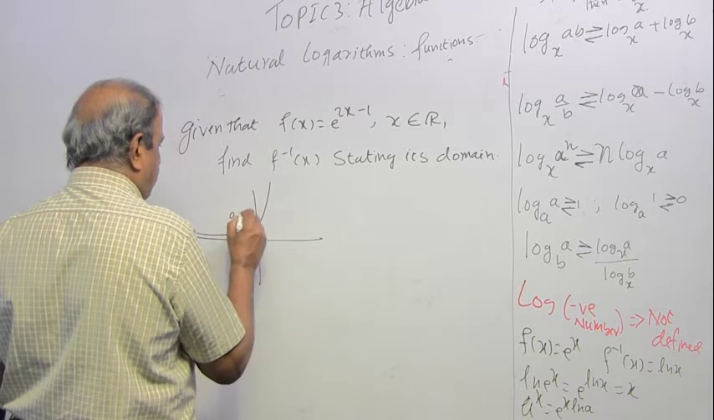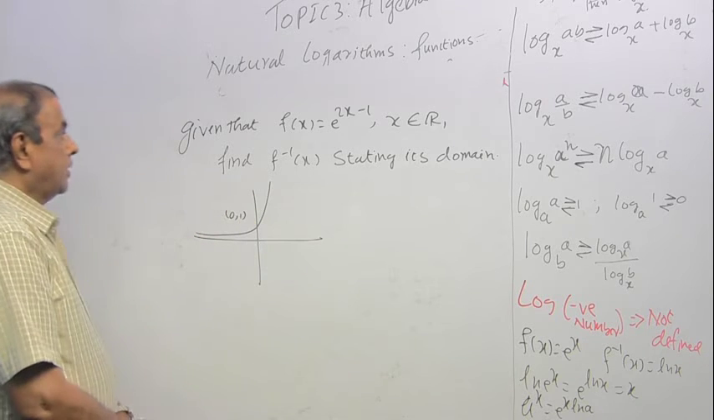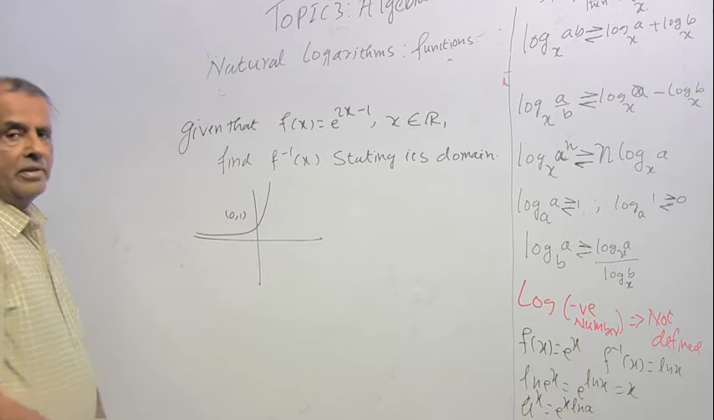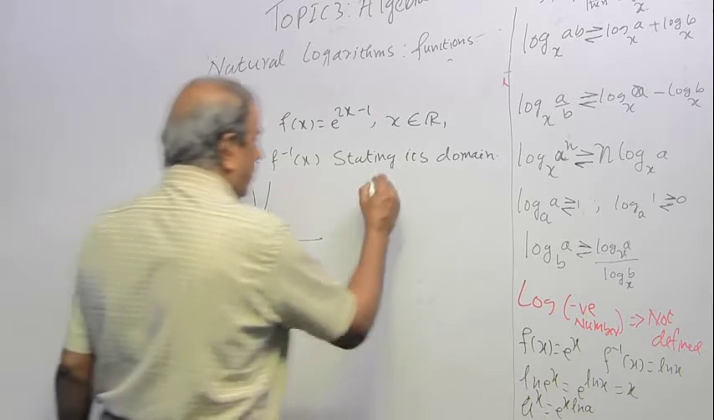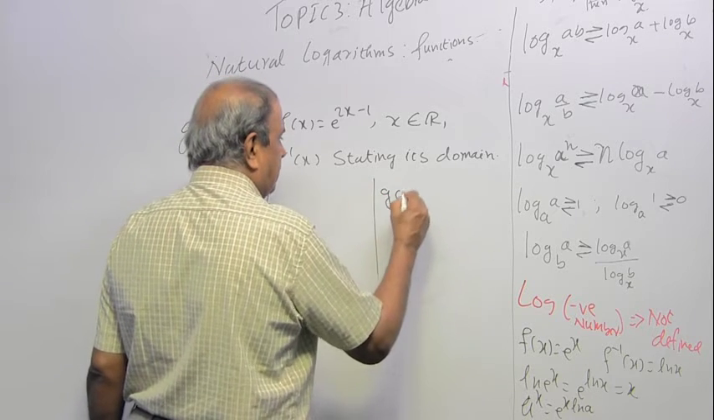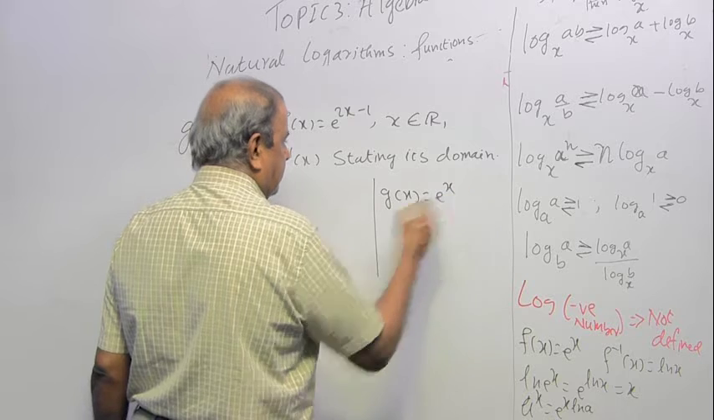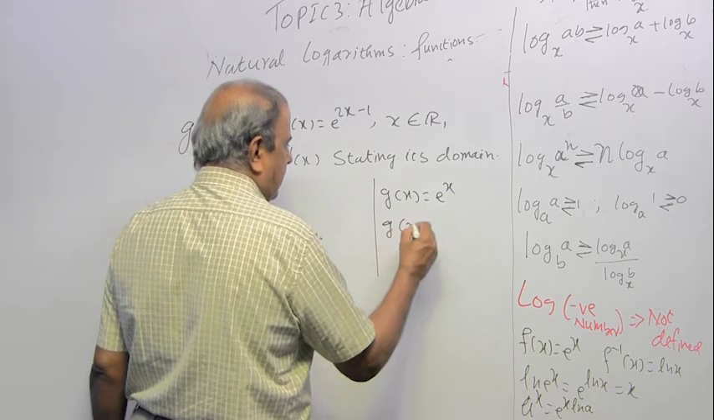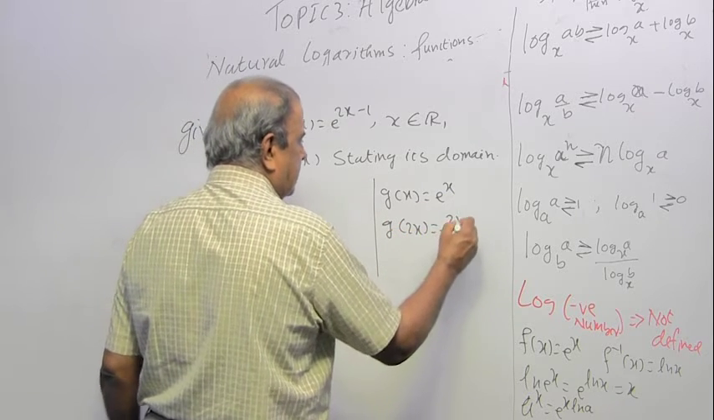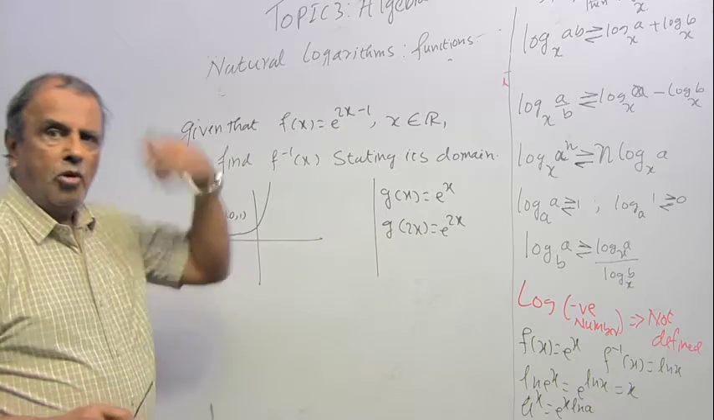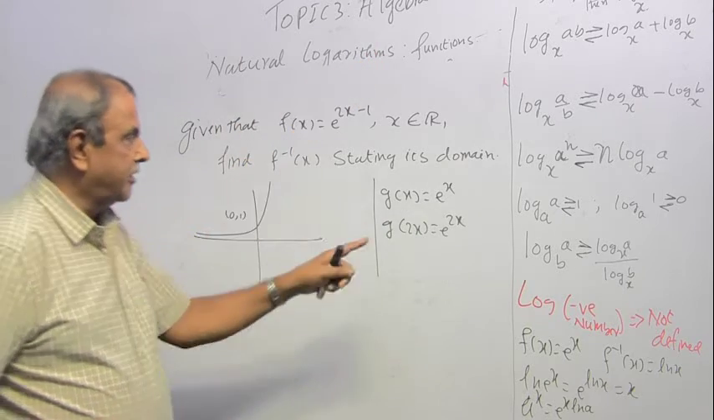Going through 0, 1. e power 2x, let me do it somewhere here. Let's say g of x is e power x. g of 2x will be e power 2x. Let's go back and remember the transformations.